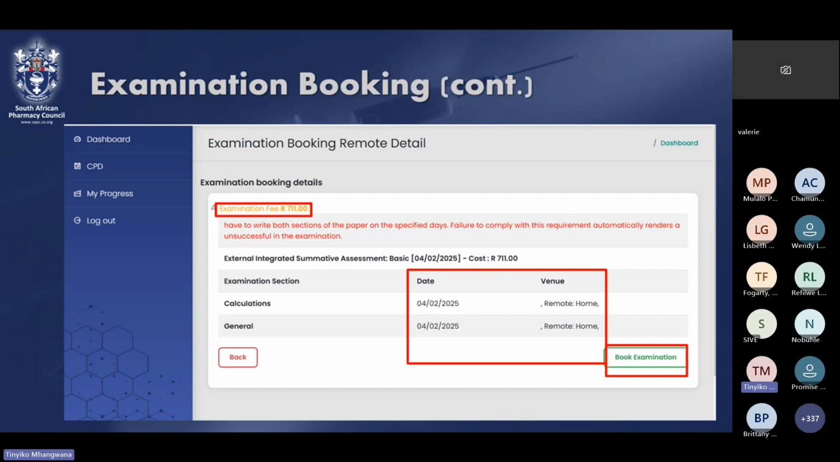As soon as you have selected the place to write the exam, you will say the venue for calculation and also for the general section. Don't just select one because you will not be able to book. Then you click on the red button where it says book examination. That is the next thing that you need to do.